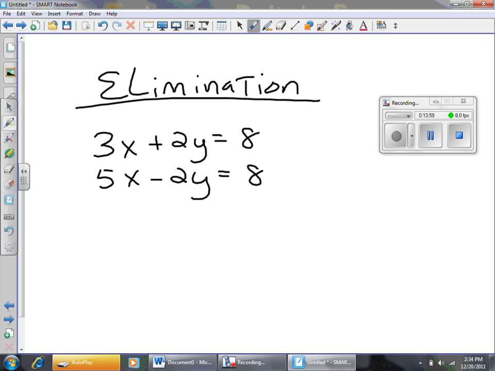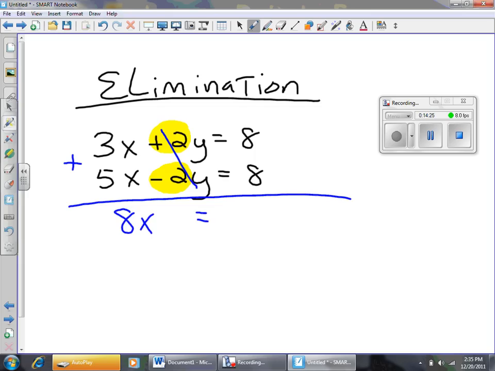Take a look at your coefficients on x in both equations and on y in both equations. You see how the y coefficient is a +2 and then a -2? If I go ahead and add these two equations together, what will happen to those y's? They'll cancel out, won't they? Let's go ahead and add. 3x plus 5x is 8x. Those cancel. 8 plus 8 is 16.